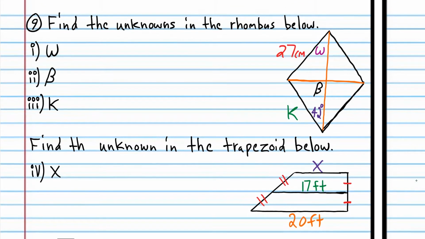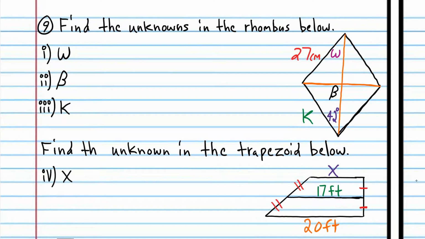All right, we're back. This is a rhombus, and remember, rhombuses are defined as quadrilaterals with all sides congruent. So if this side is 27 centimeters long, then K must be 27 centimeters. So that was an easy one. I started with part 3 there. We also learned a theorem that says that the diagonals, those orange segments, must be perpendicular, which means that beta must be 90 degrees.